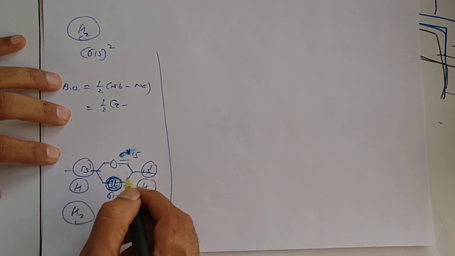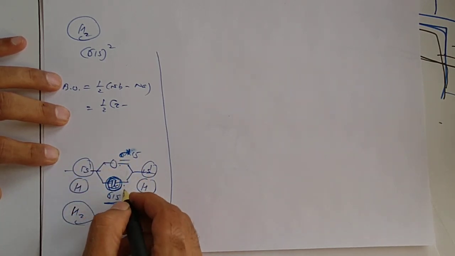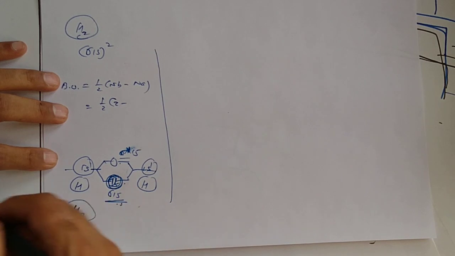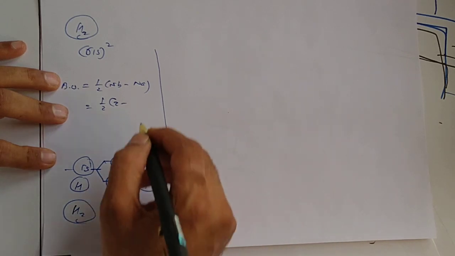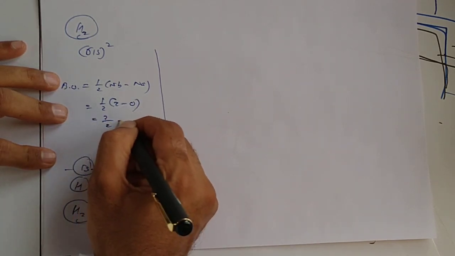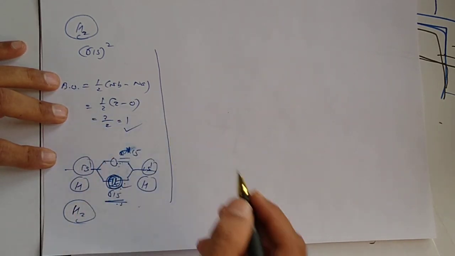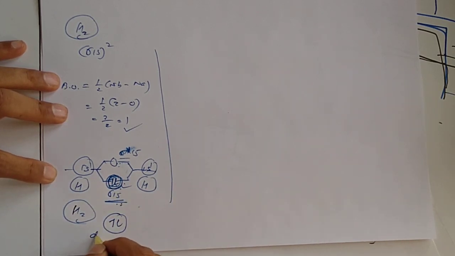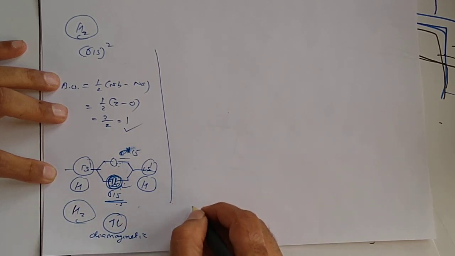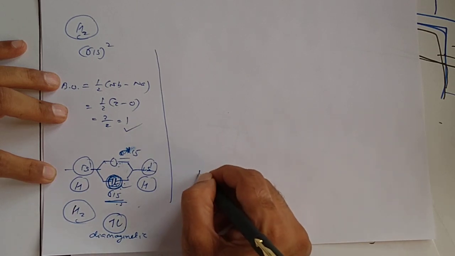First electrons fill up the lower energy. Whenever lower energy is empty, electrons never move into the higher energy level. So first fill up the lower energy level. So 2, and here is vacant. 2 by 2, so 1. Here bond order is 1, and all the electrons are paired, so it is diamagnetic by nature.